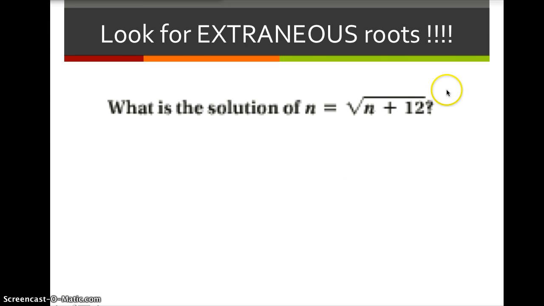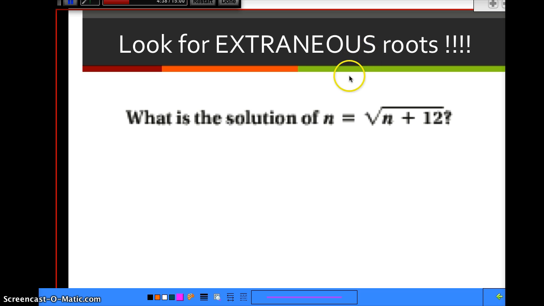Alright, let's try this one. Be careful. Obviously there's a possibility of an extraneous root. n is equal to the square root of n plus 12. We have the radical by itself. Let's do the inverse of square rooting, which would be square.